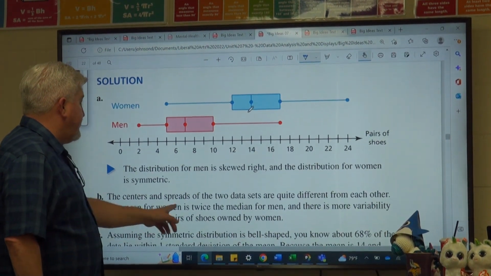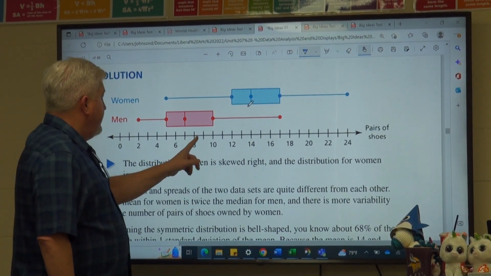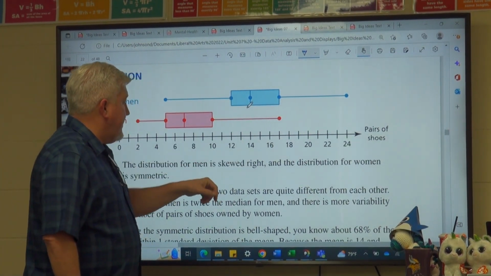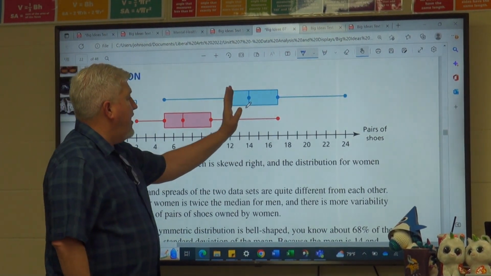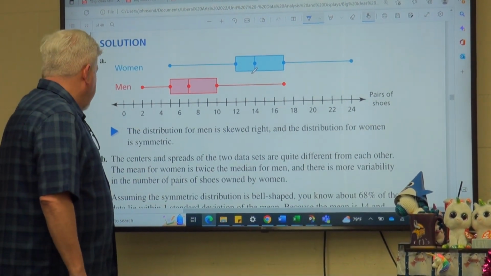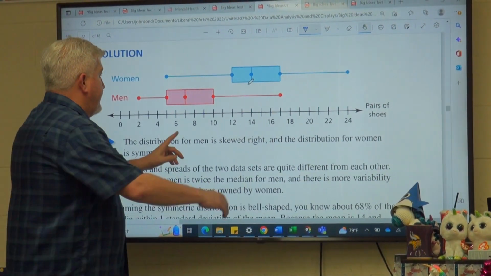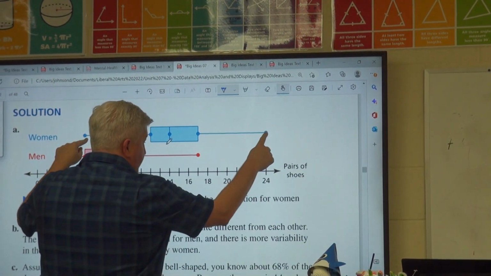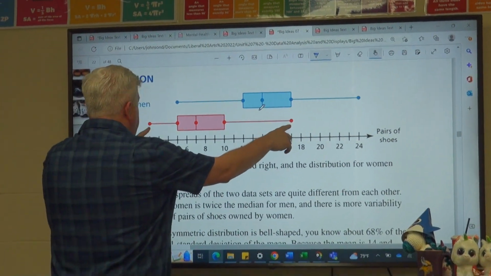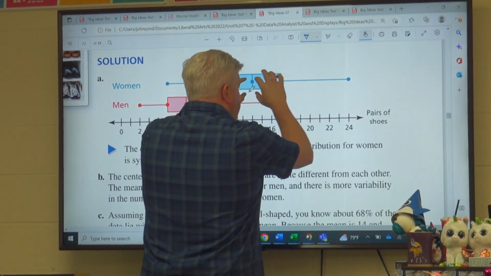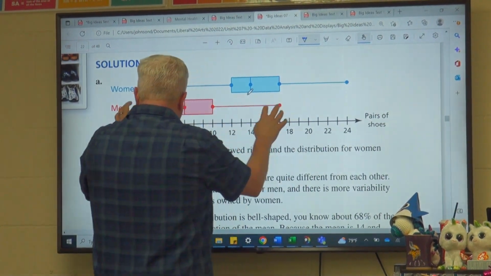The mean for women is twice the median for men, right? Here's the mean, the median is 7, the mean is 14. So the women on average own twice as many shoes. Not a shock there. And there's more variability in the number because the range is so much greater. You go from 5 to 24, a range of 19, versus 2 to 17, a range of 15. So your data is more variable here than it is here.